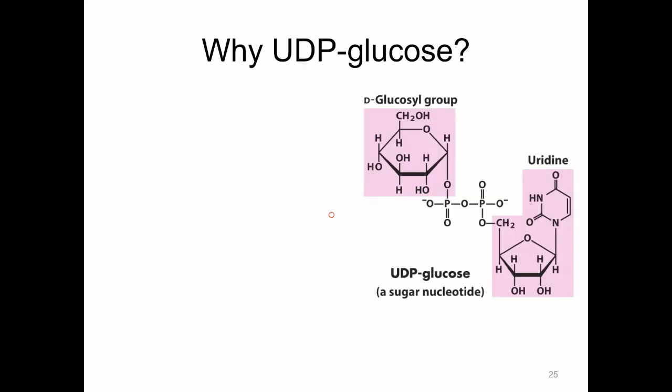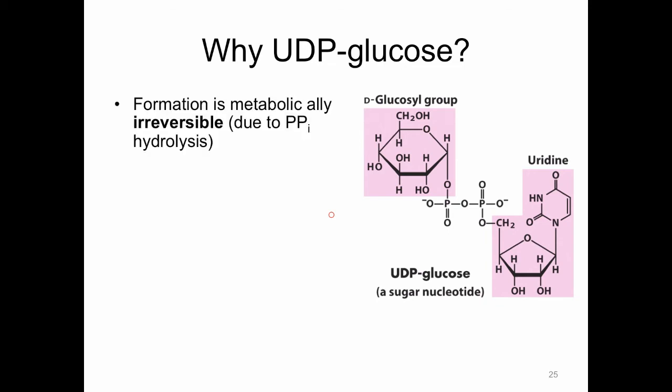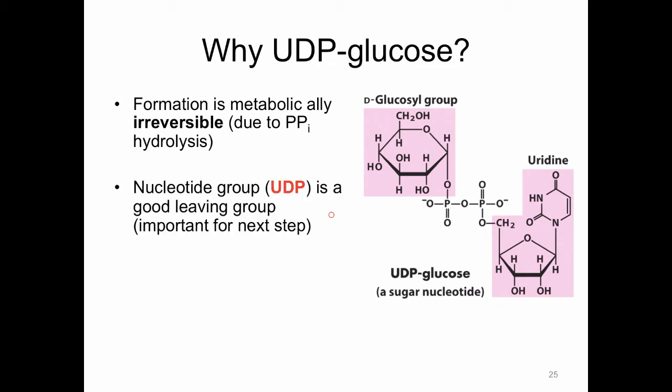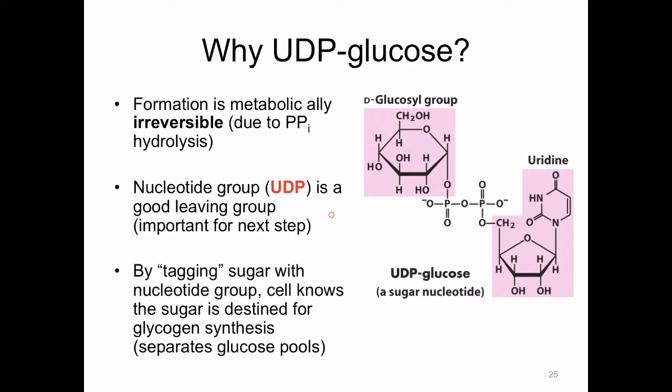You might ask, why is UDP glucose being made in glycogen synthesis? This is because formation of UDP glucose is metabolically irreversible. This is due to the fact that pyrophosphate hydrolyzes to inorganic phosphate, which makes a reaction irreversible. The nucleotide UDP is a good leaving group in the reaction, which is very important for the next step. And also, by taking the sugar with a nucleotide group, the cell knows that the sugar is destined for glycogen synthesis. So this is able to separate the glucose pools for utilizing it for different purposes.